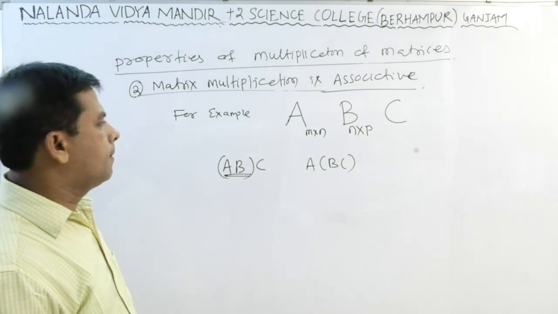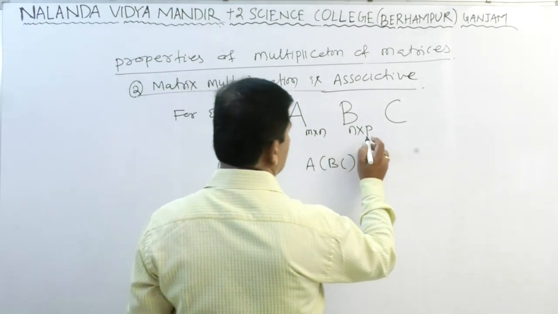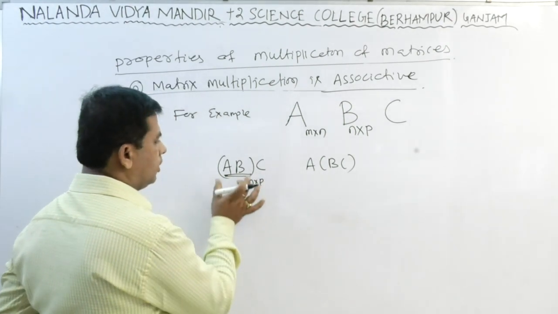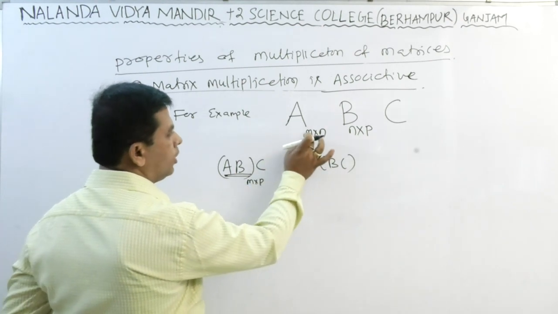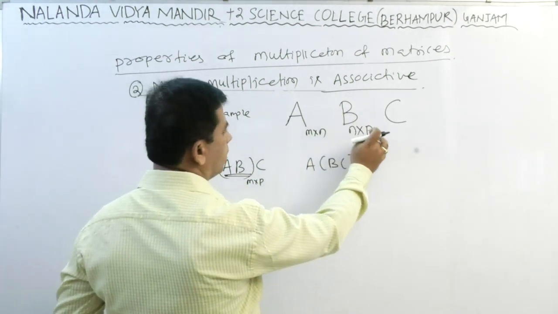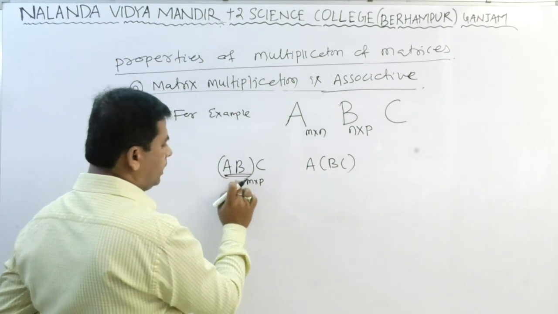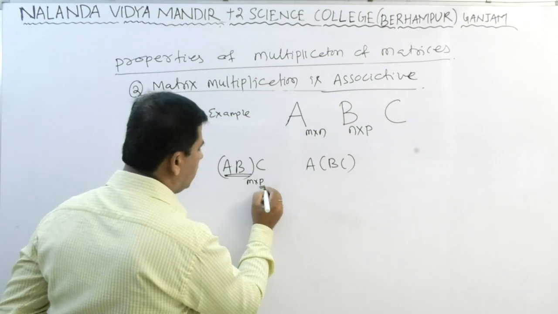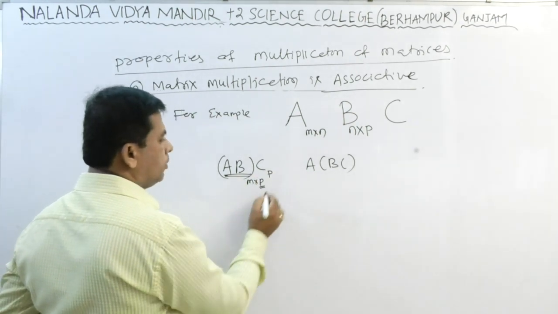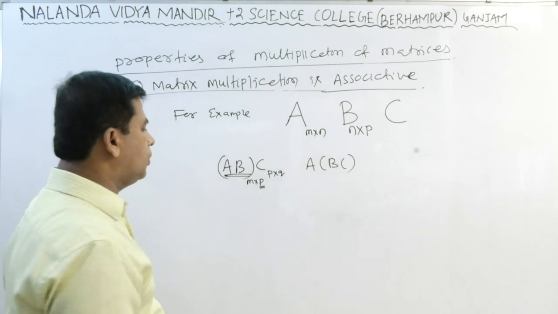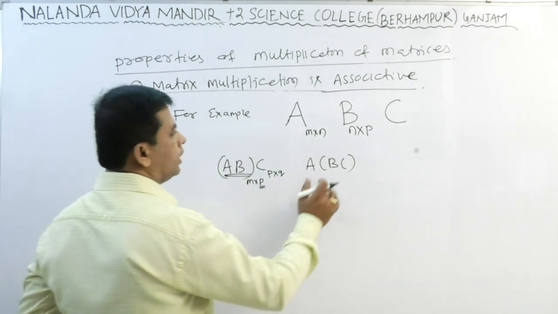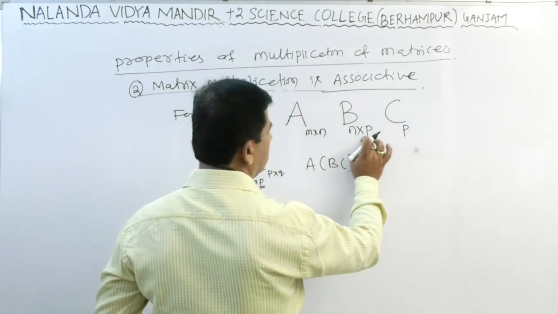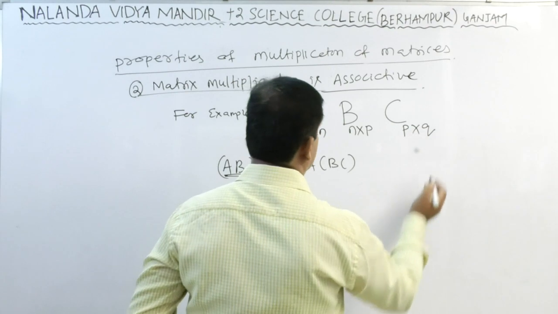And we can multiply A with B, then the order is M into P. The order of AB is number of rows of A multiplied by number of columns of B. The order of AB is M cross P. This can be multiplied with matrix C. Therefore, the number of columns in AB is P, which is the number of rows in C. And let's say the number of columns of C is Q.